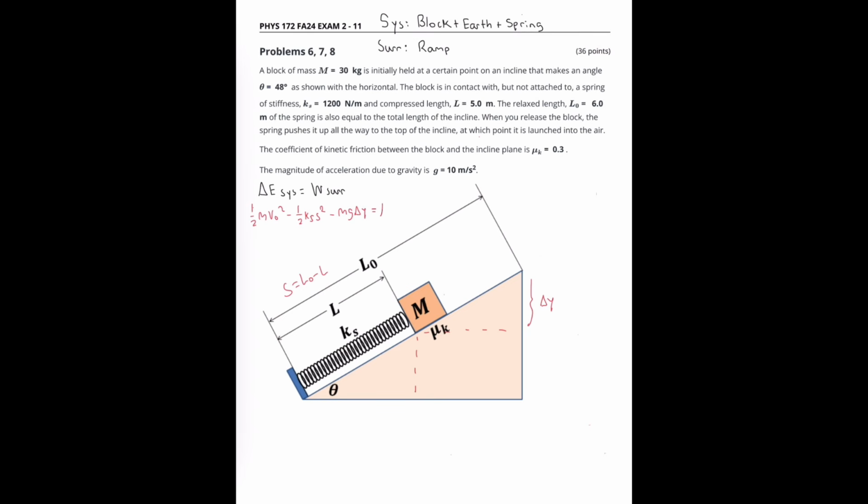So that's mu k times the normal force, but we have to find out the normal force. So let's draw a quick free body diagram. So we have gravity acting downward, we have normal force acting upward, we have our spring force acting to the right, and we have friction acting to the left.